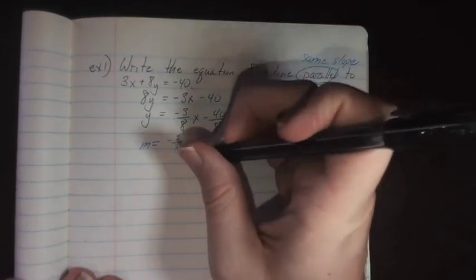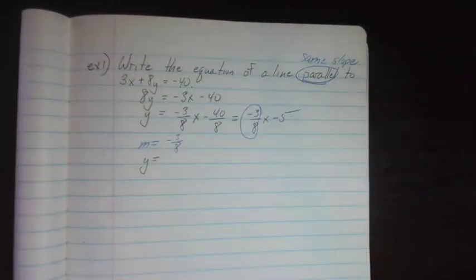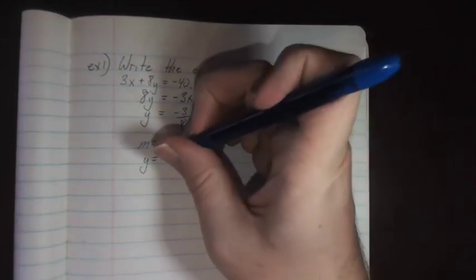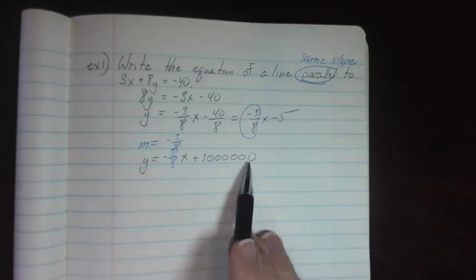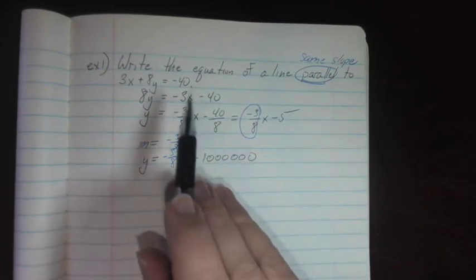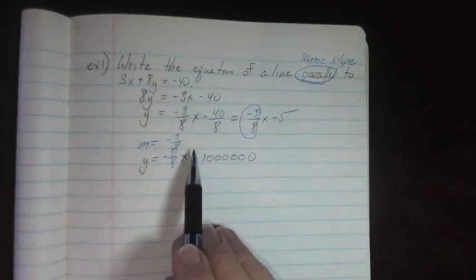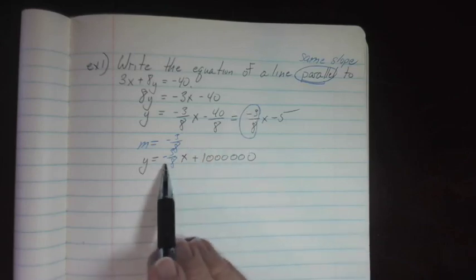So you can pick any number in the world that you'd like. So long as it has that same slope, you're good. This is the equation of a line parallel to the original, because the original has a slope of negative 3 over 8, and this new one also has a slope of negative 3 over 8.